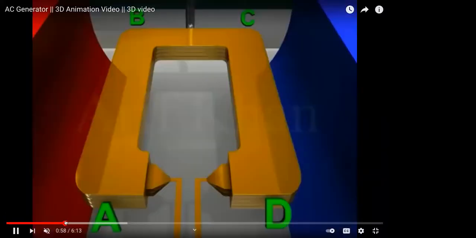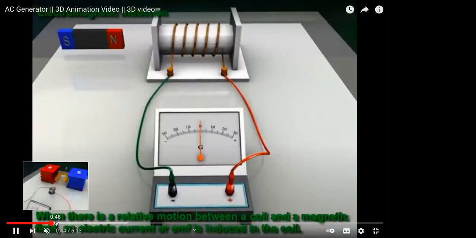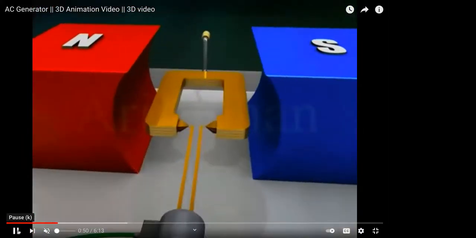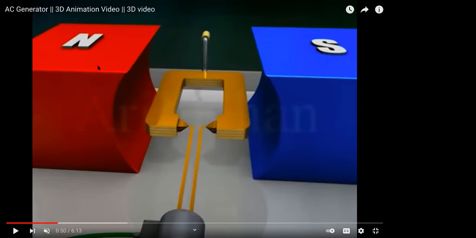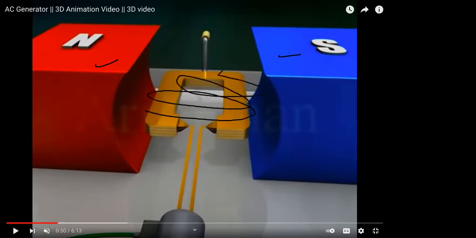See, this is an AC dynamo. This is its structure. An AC dynamo consists of 2 magnetic poles, north pole and south pole. In between the 2 poles, you have this rectangular frame. Over the frame, you have turns of coil wound over it.